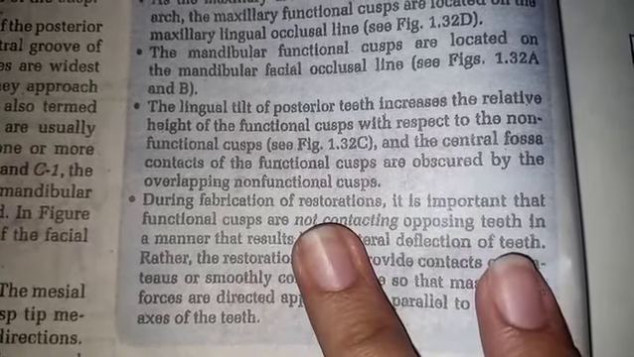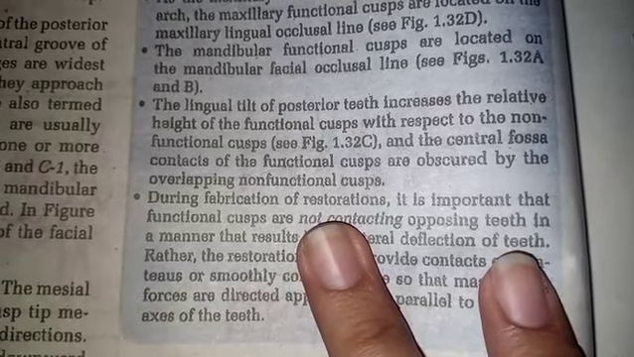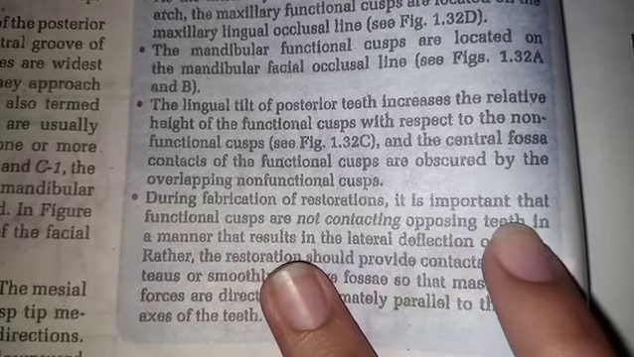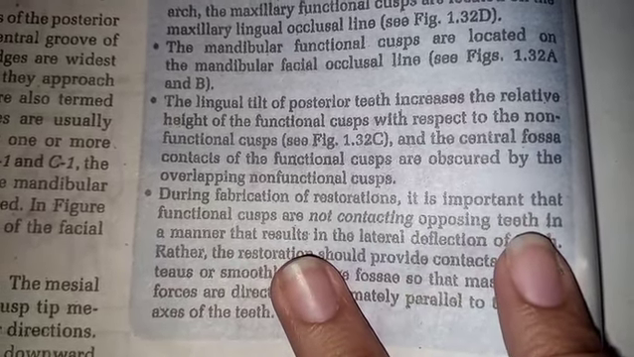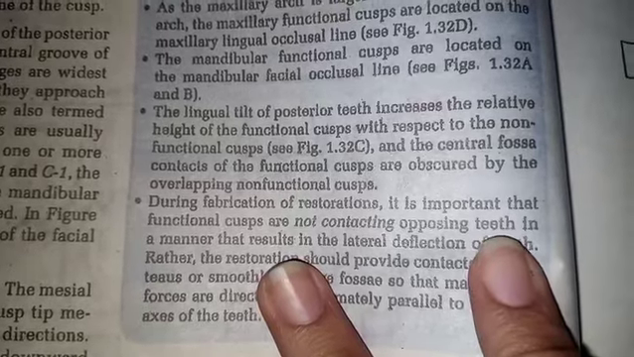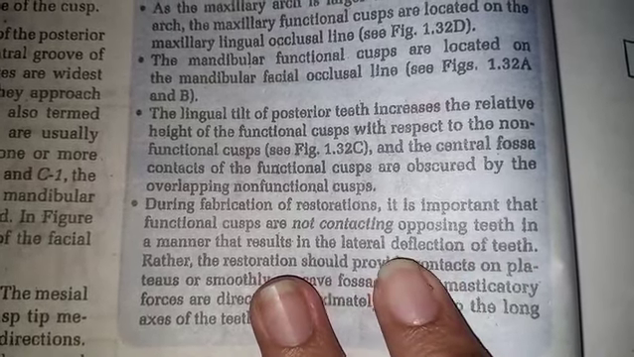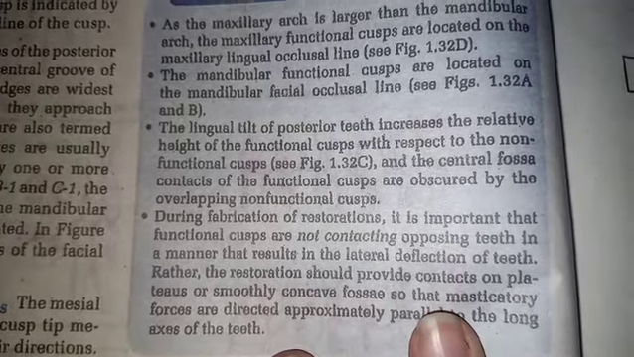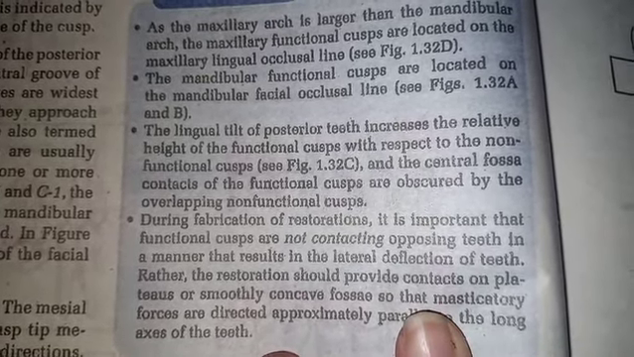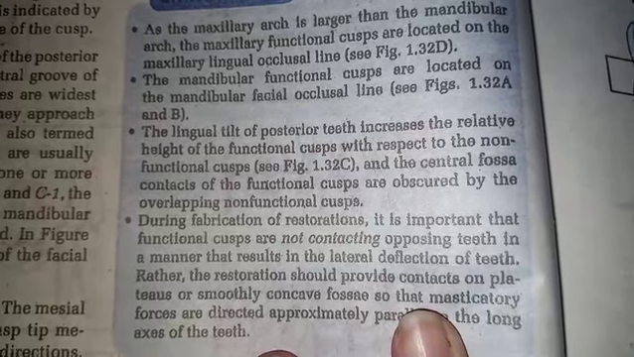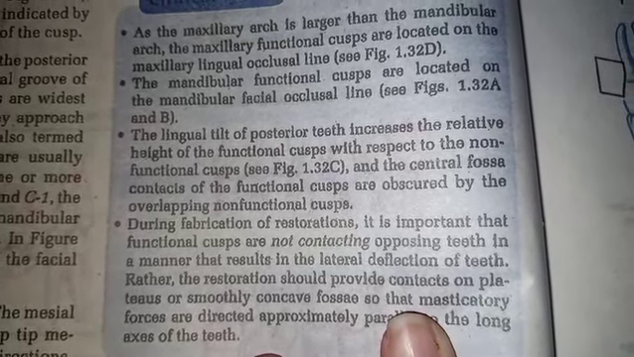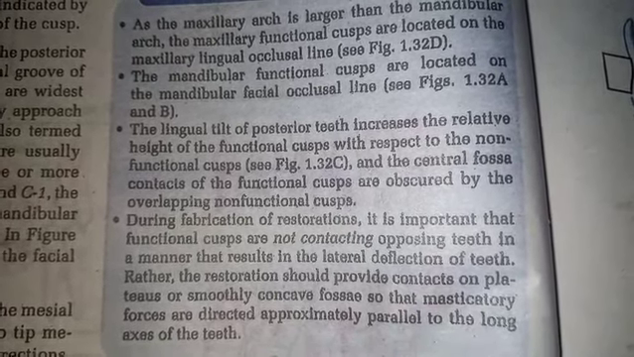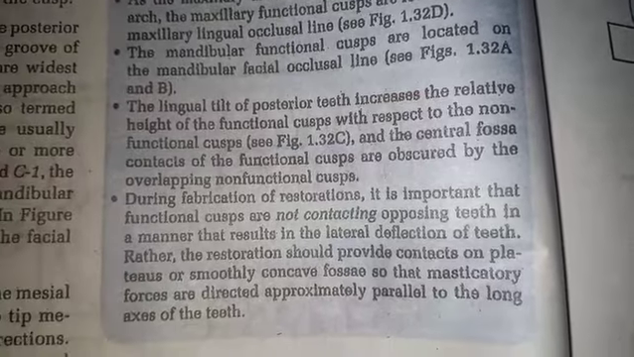During fabrication of restoration, when you restore any tooth, it is important that functional cusps are not contacting the opposing teeth in a manner that results in a lateral deflection of teeth. So that will result in a lateral deflection of teeth. Rather, the restoration should provide contact on the planar or smoothly concave fossa, so the masticatory forces are directed approximately parallel to the long axis of teeth.